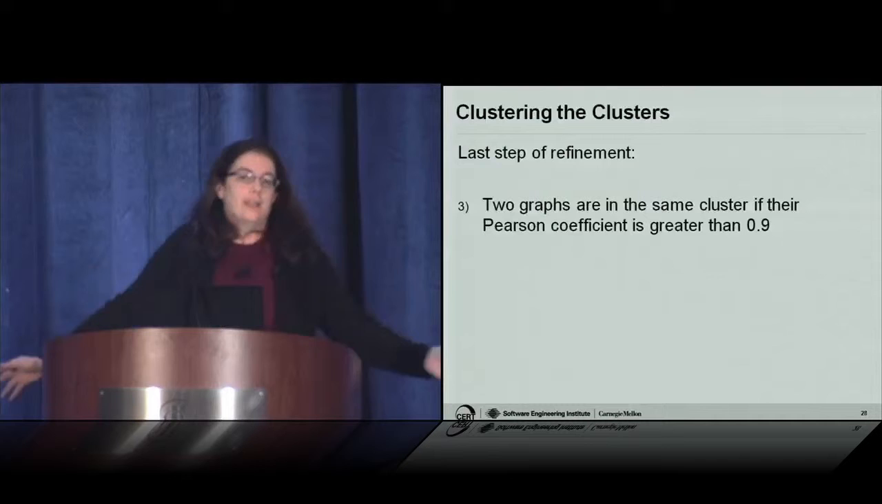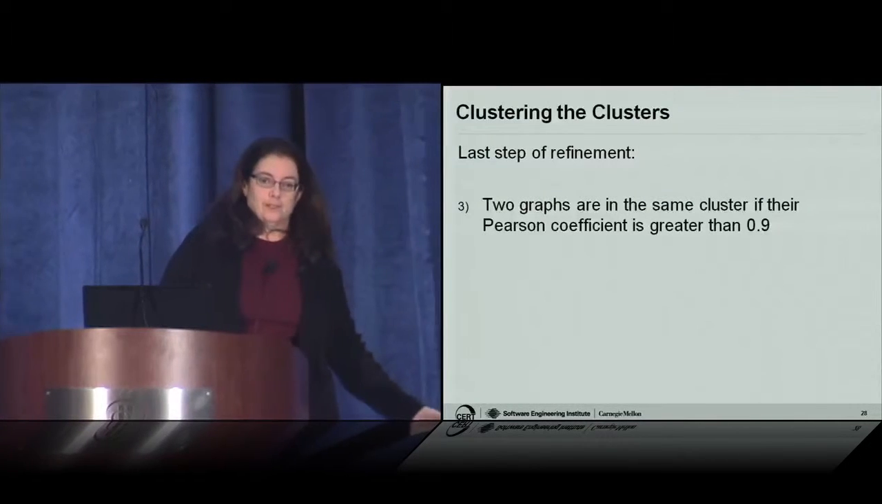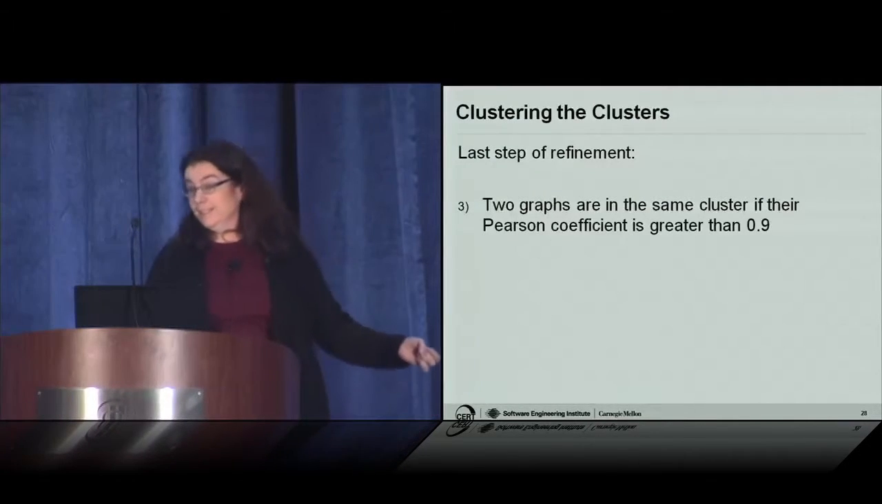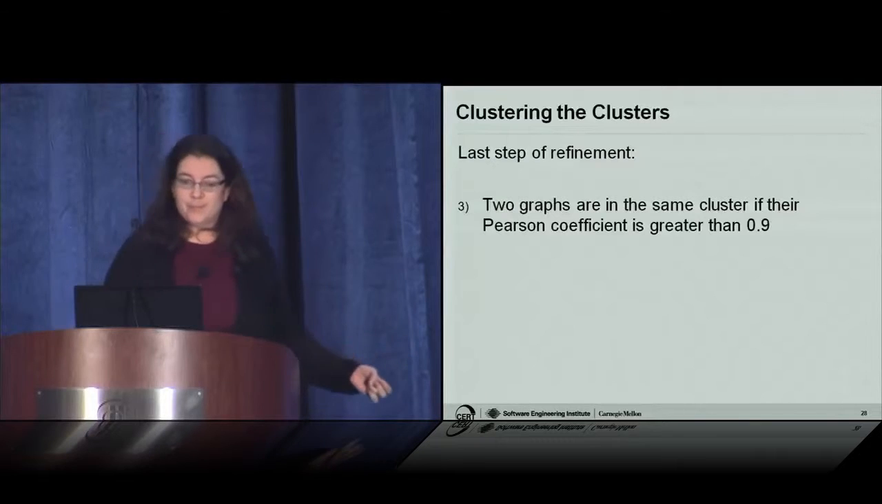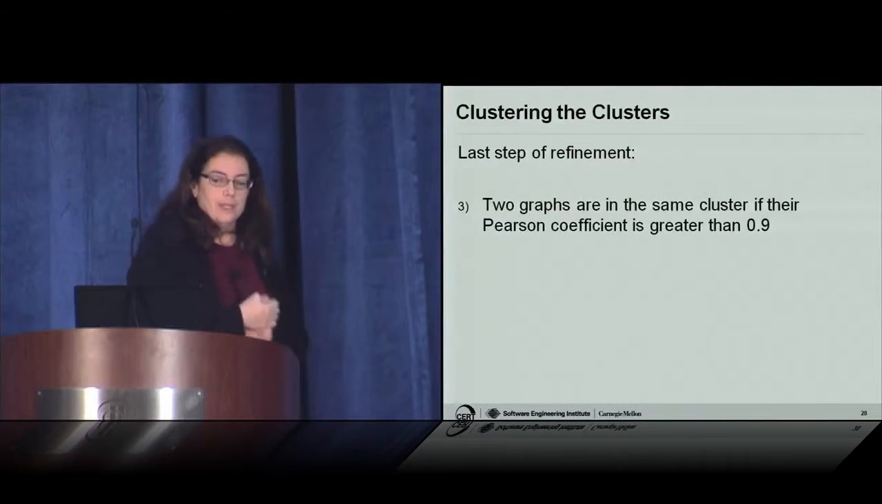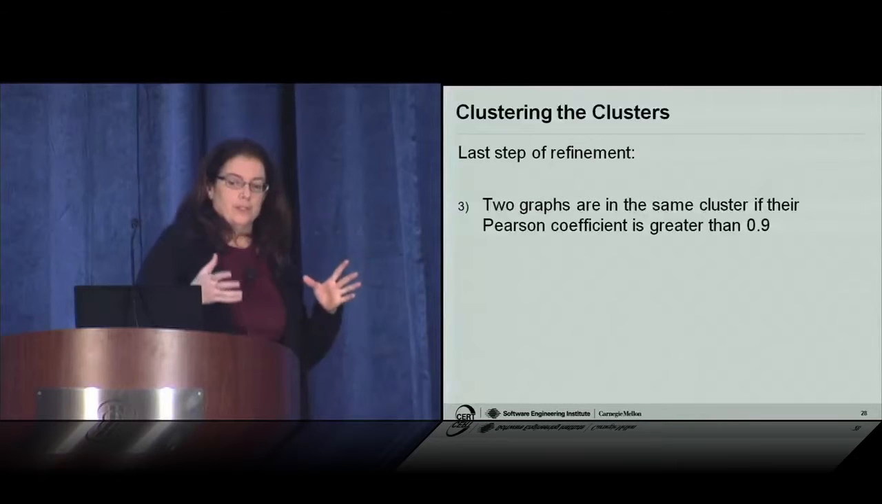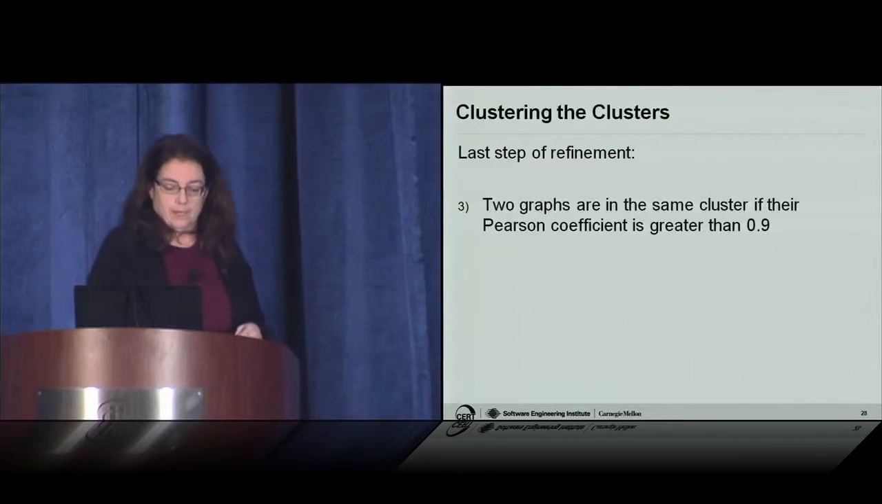So now that I've digressed into graph theory, and I hope I didn't lose too many people or put anyone to sleep. No one seems to sleep much. The last step of the refinement is I say two graphs are in the same cluster if their Pearson coefficient is greater than 0.9.